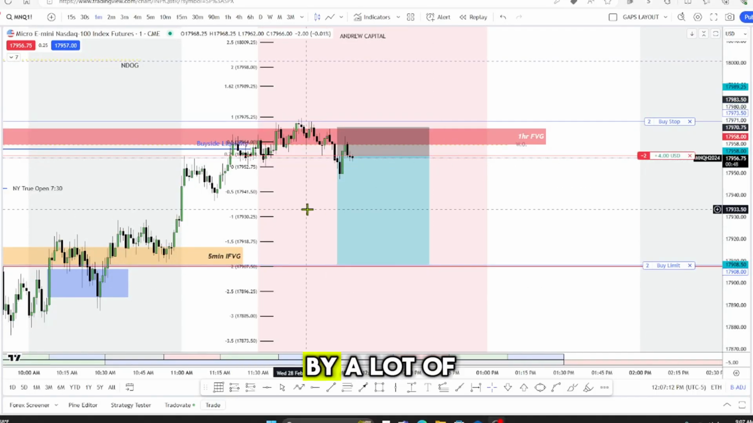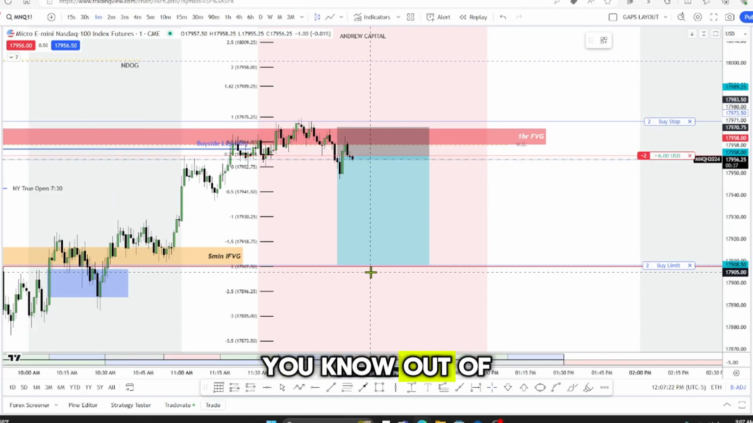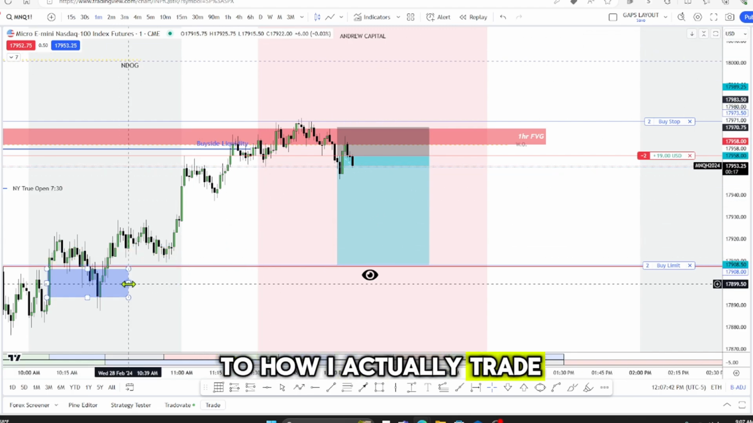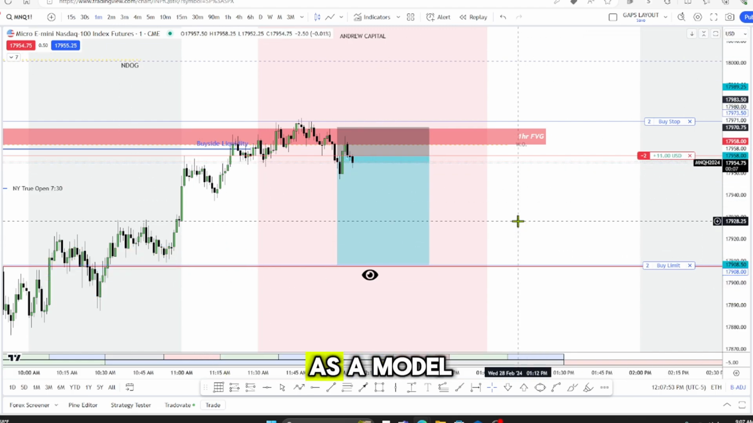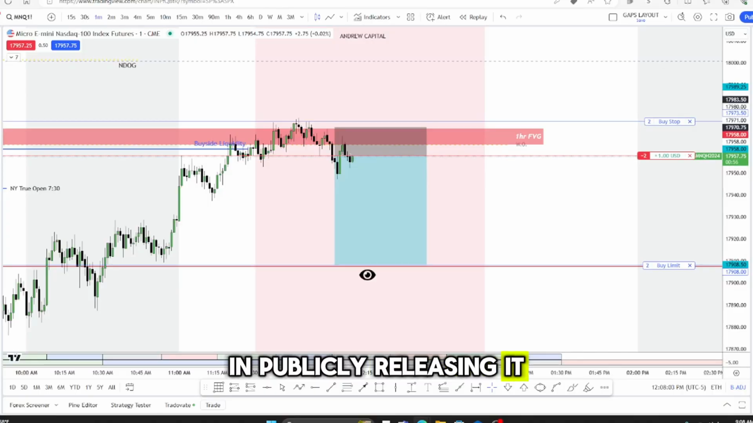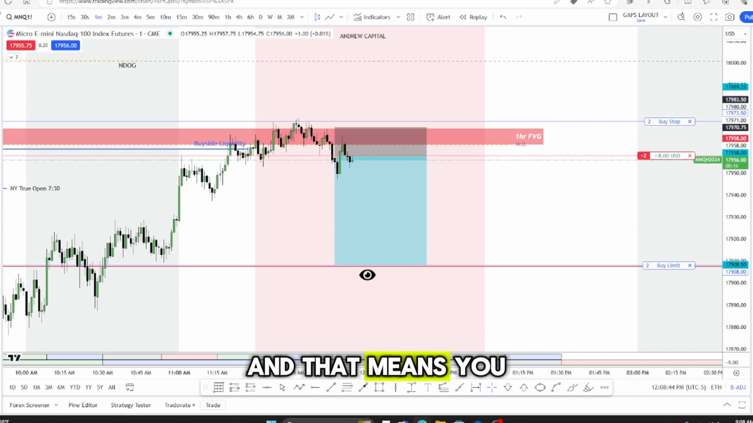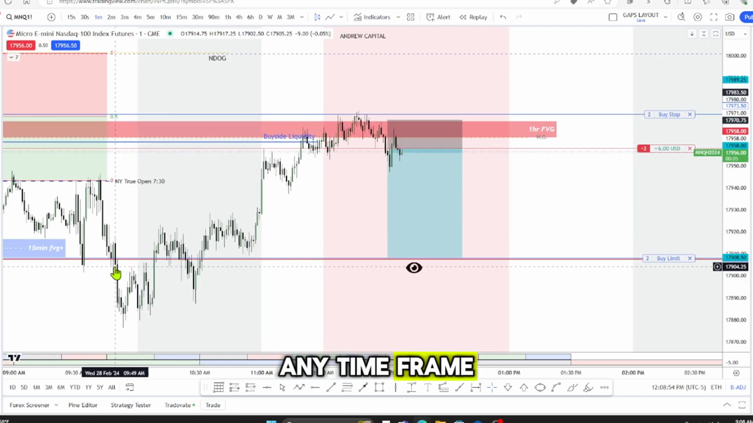I've been asked by a lot of students over the years, out of all the things that I teach, what's the closest thing to how I actually trade? What I make available as a model and publicly release, which one of them is the closest thing to what I actually do when I'm trading with my own money? And it's model 6 and model 7, because it's a universal model, and that means you can use it on any time frame, every time frame.